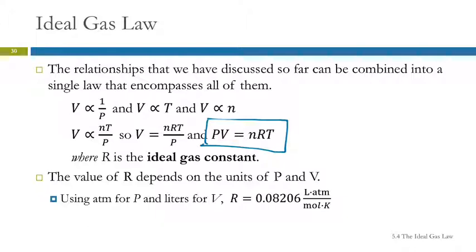So the value of R depends on what units we're using for the pressure and the volume. Typically we're going to use atmospheres for pressure and liters for volume. And so that gives R a value of 0.08206. And then the units look pretty messy: liters times atmospheres divided by moles times Kelvin. And this is a good one to know as well. I'll probably give that to you on the next exam on the information sheet, but it'll save you a lot of time if you don't have to go look it up all the time.